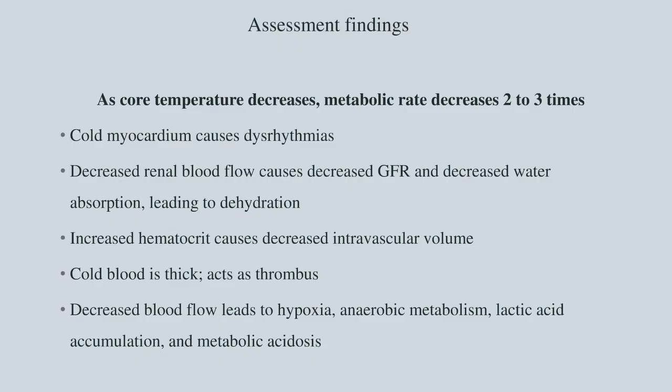As core temperature decreases, the metabolic rate decreases 2 to 3 times. So cold myocardium causes dysrhythmias. The decreased renal blood flow causes a decreased GFR and decreased water absorption, leading to dehydration. Increased hematocrit causes decreased intravascular volume. Cold blood is thick and acts as a thrombus, so now we worry about clots. Decreased blood volume and blood flow lead to hypoxia, anaerobic metabolism, lactic acid accumulation, and metabolic acidosis.